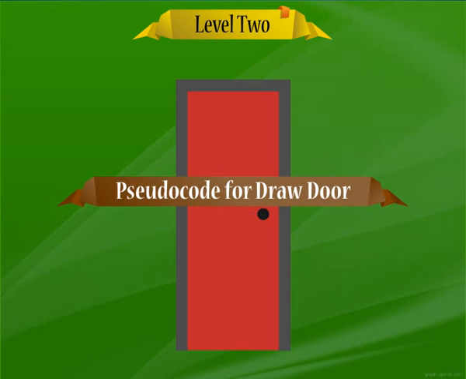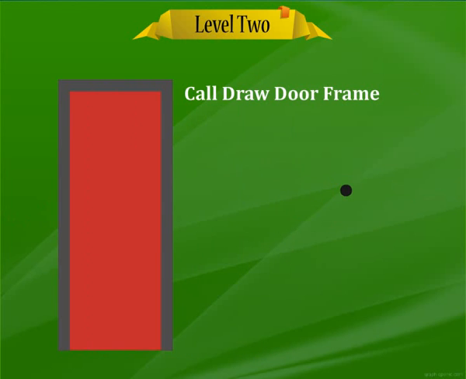Level 2. Where the door has both a frame and a knob, the user could break this into two steps. Pseudo code for draw door: call draw door frame, call draw knob.